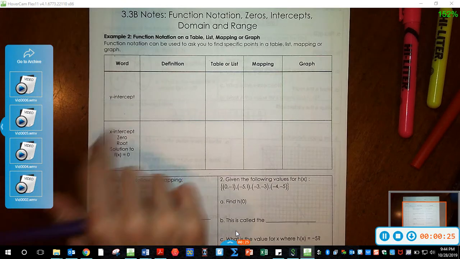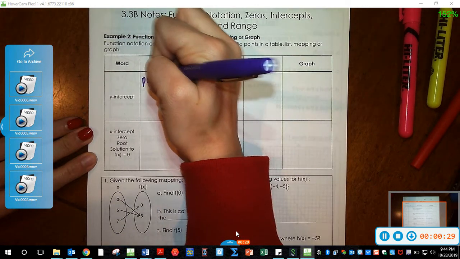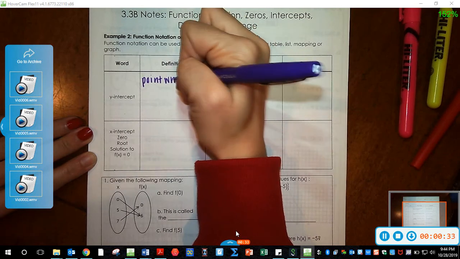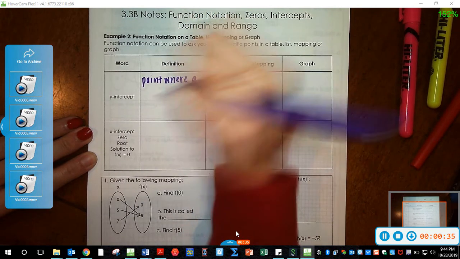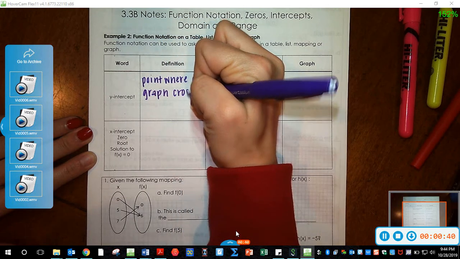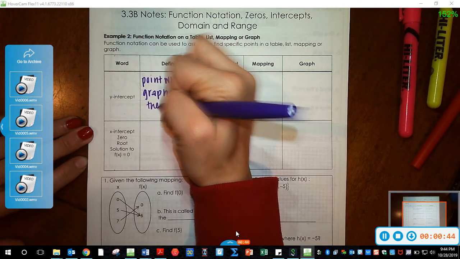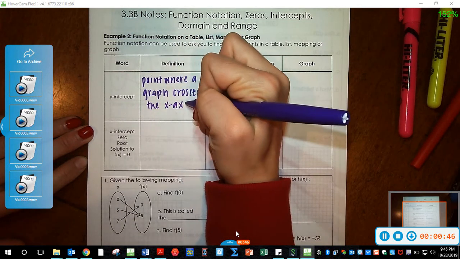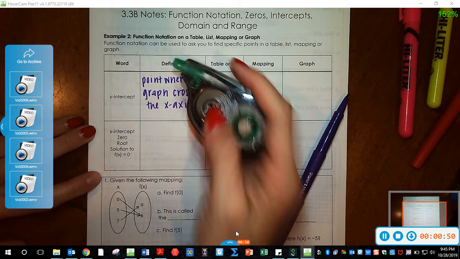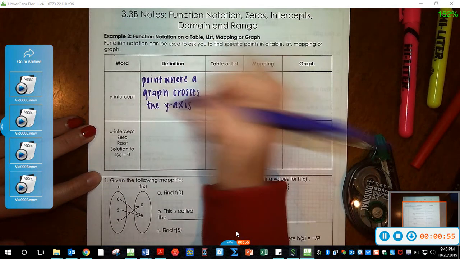So the y-intercept, this is a point where a graph crosses the y-axis.